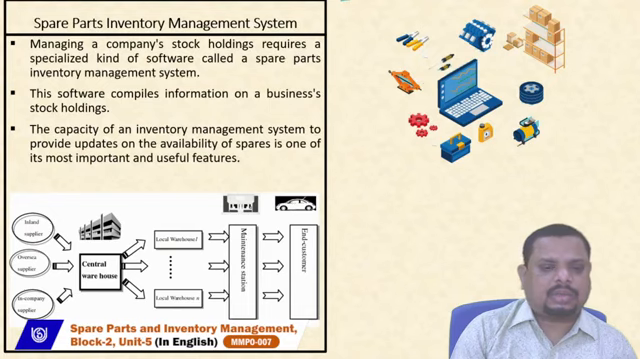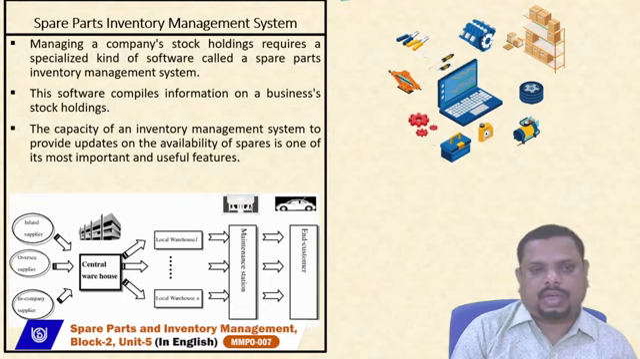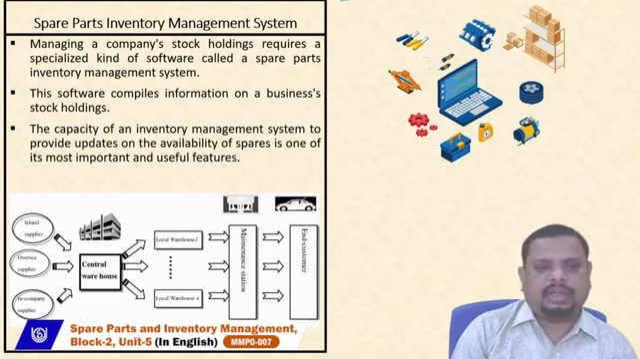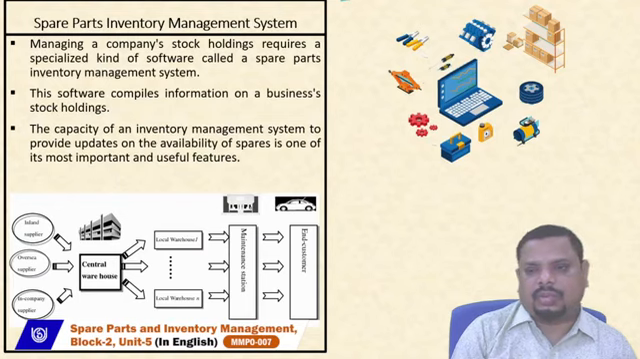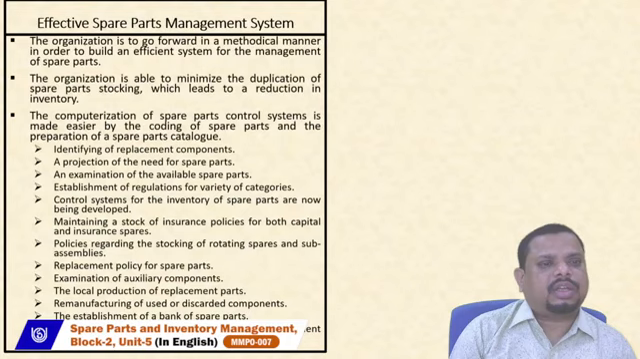So under ERP software, they directly provide a large amount of data, which is compiled for the business stock holdings, inventory holdings, and spare parts holdings, and whenever stock is released, they immediately update the information so that there should not be any kind of scarcity or unavailability of spare parts inside the organization. Moving to the next one. The next one is effective spare parts management systems.